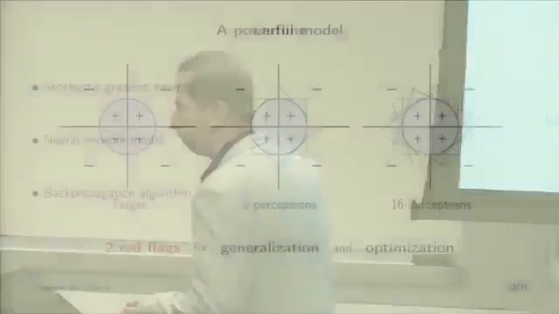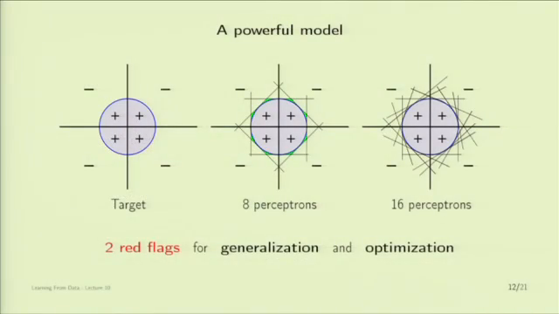Could you go back to slide 12? If you could review the two red flags for generalization and optimization. Okay, so the top part of the figure showed that we are dealing with a sophisticated model, because in spite of the fact that the unit of it is linear, the perceptron, you can implement a circle just for illustration. You can implement a pretty difficult surface by combining those units, okay?